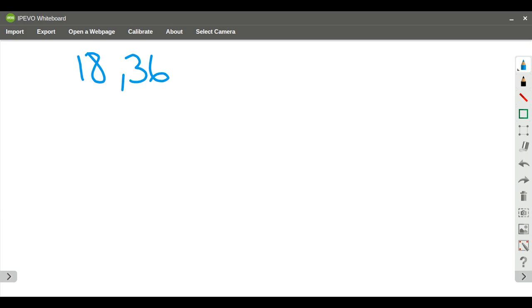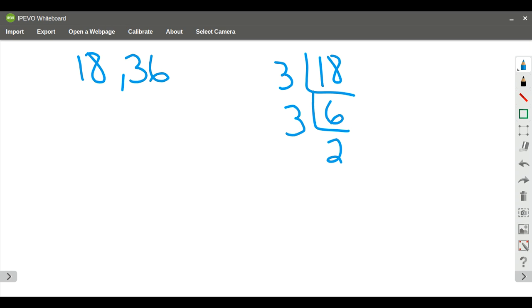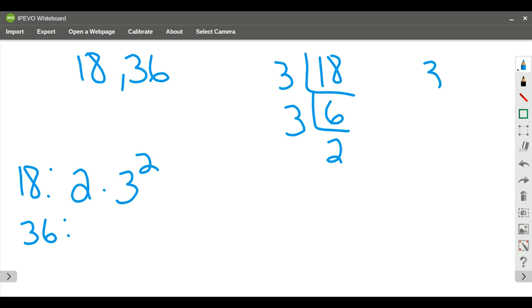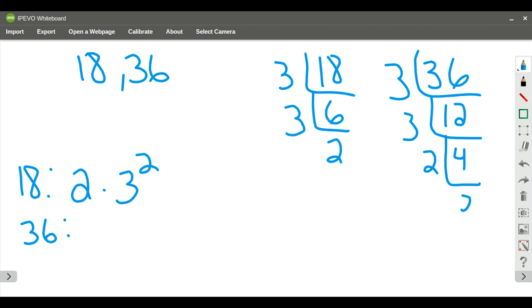So when I start with 18, I'm going to do 3. 18 divided by 3 is 6. 6, I'm going to do 3 again. 6 divided by 3 is going to be 2. So my prime factorization for 18 is going to be 2 times 3 to the second power. And then my prime factorization for 36: I'm going to use 3, I get 12. I'm going to do 3, I get 4, 2, and then 2. So my prime factorization is going to be 2 to the second power times 3 to the second power.